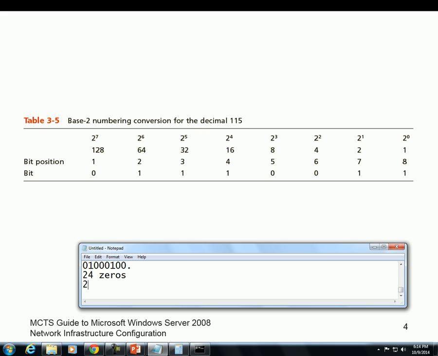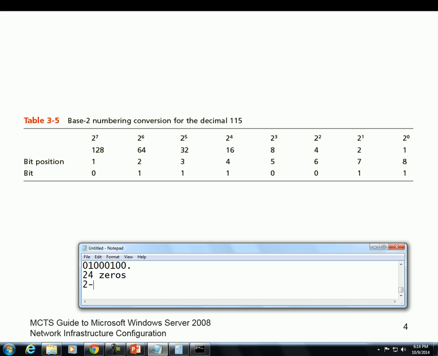2 to the 8th. 2 to the 5th is 32. Okay? See, 2 to the 3rd is 8. 2 to the 4th is 16. They keep doubling. So 2 to the 5th is 32. 2 to the 8th is 256.